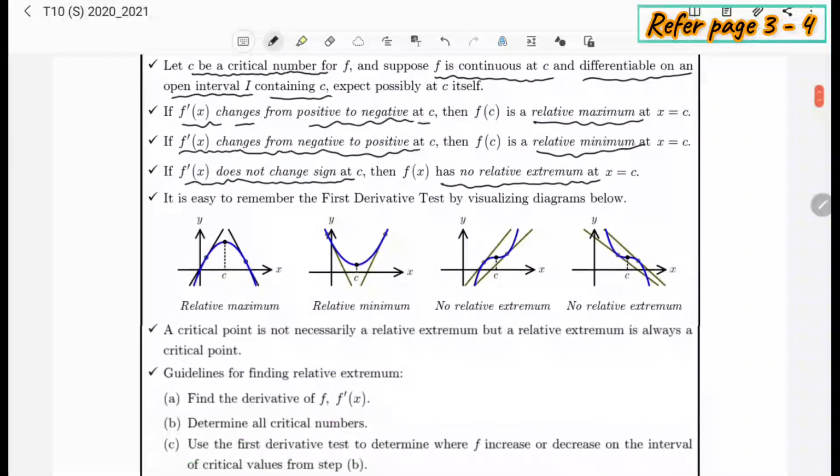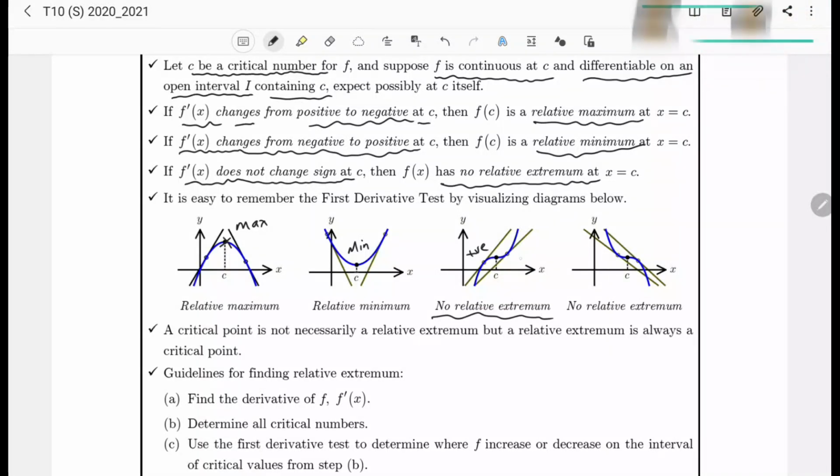So you can refer to the graph here. So this is maximum, this is minimum. So here no relative extremum because it doesn't change sign. So this is positive, positive. So this is negative, negative. So the first two, this is positive, negative. This is negative, positive.